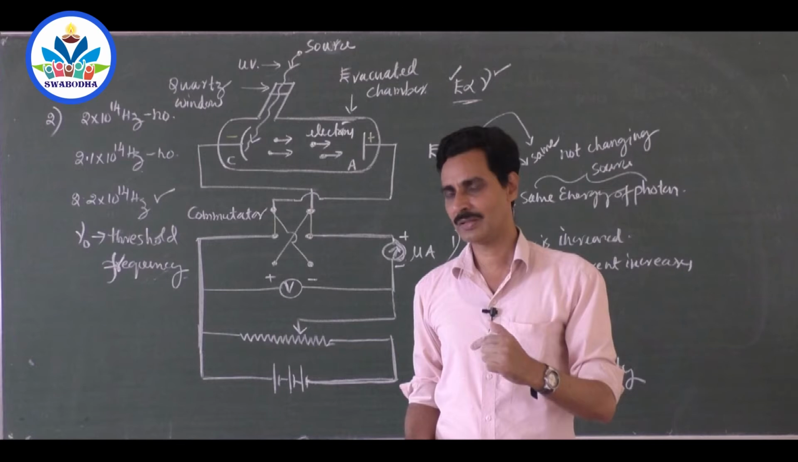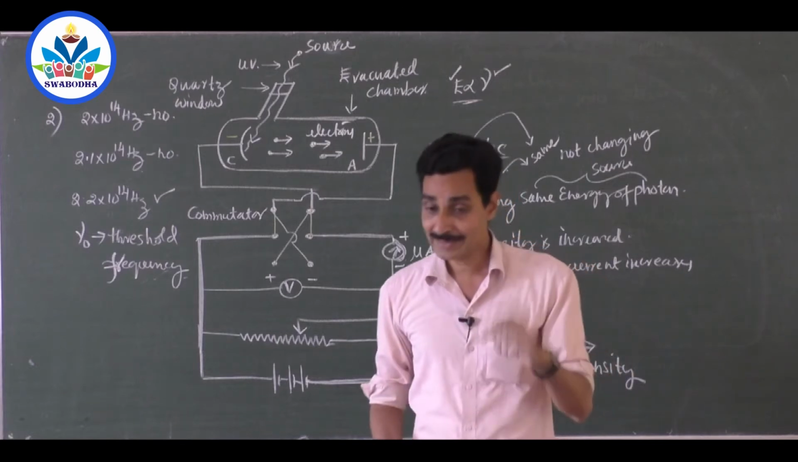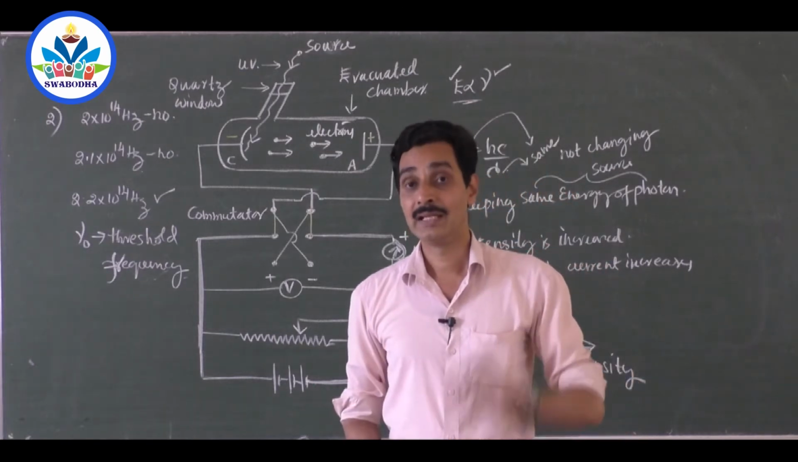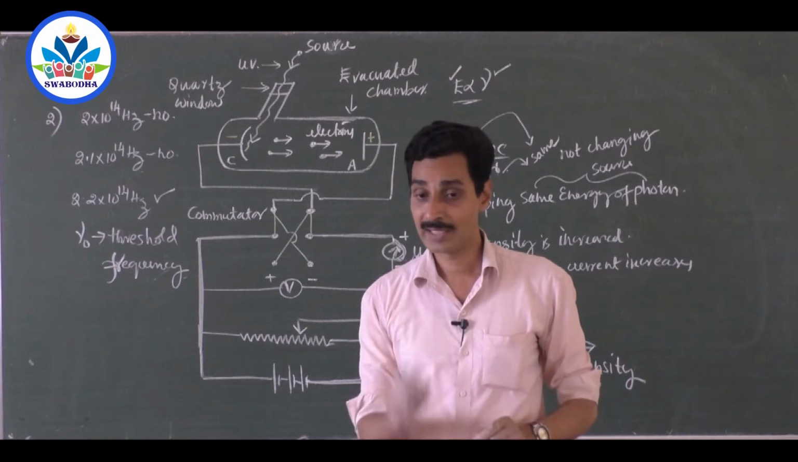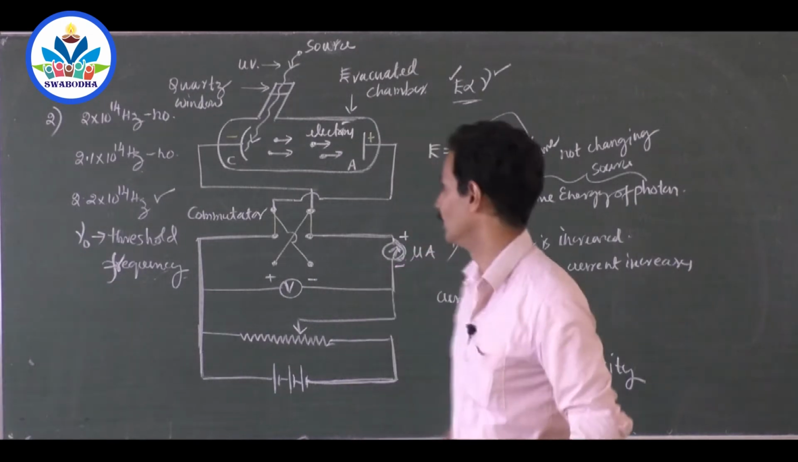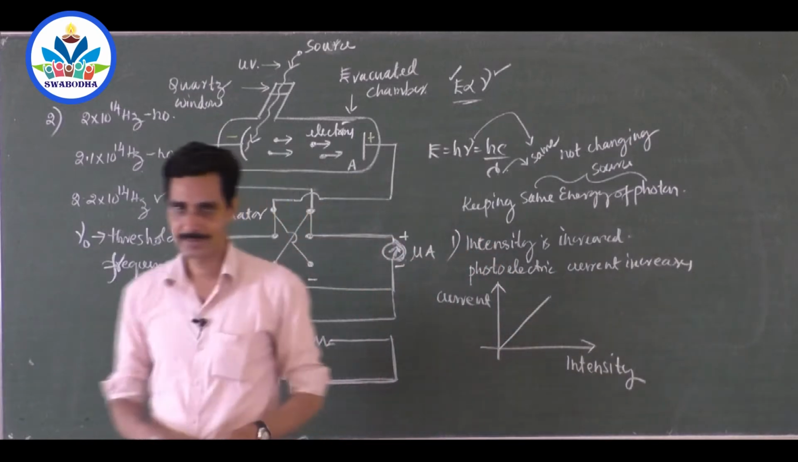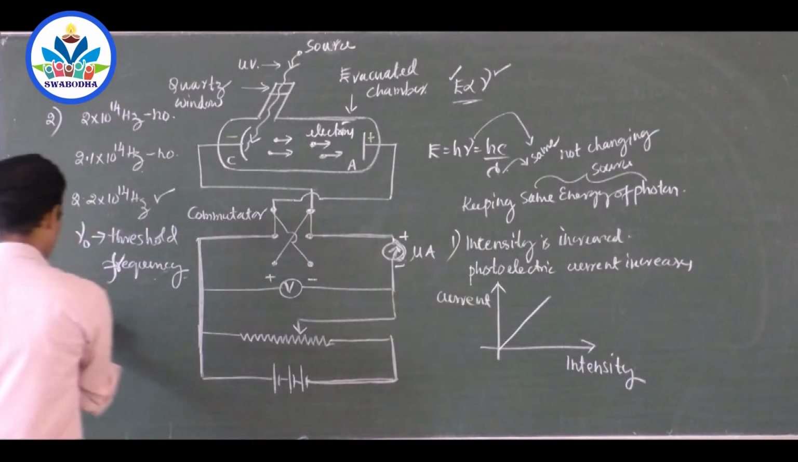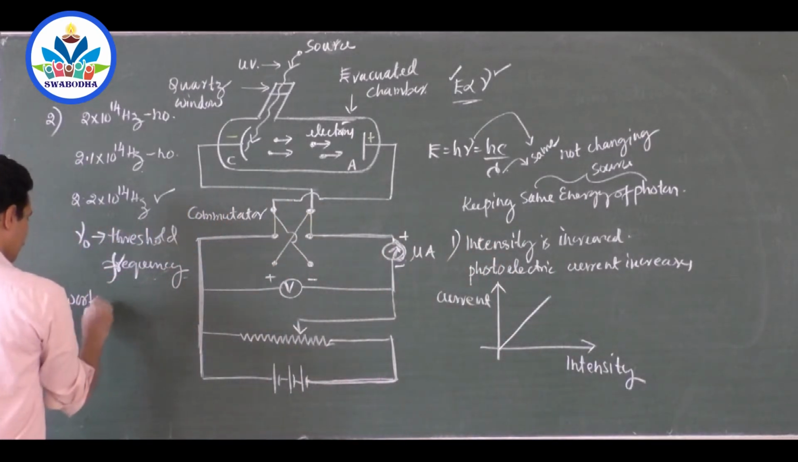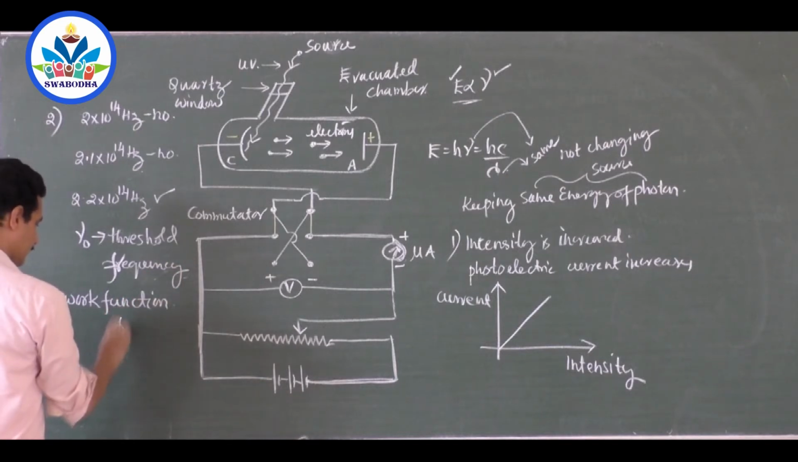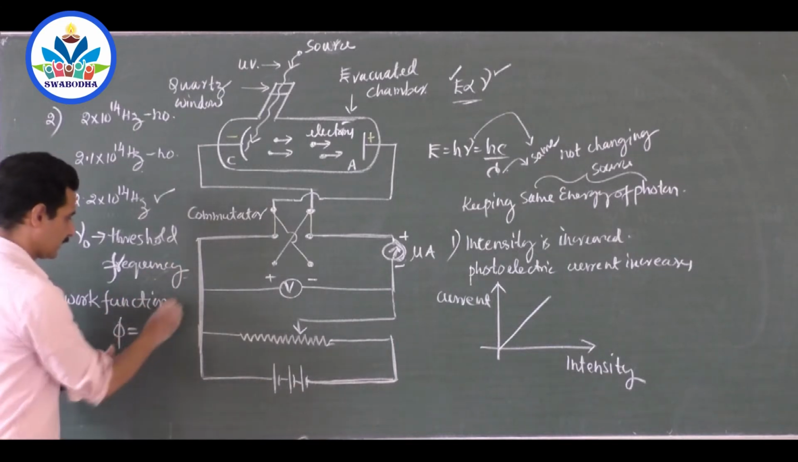And that frequency is called threshold frequency. Now, does threshold frequency give any idea? Yes. It gives the idea that there is a minimum energy required to remove the electrons. And what do you call that minimum energy? As work function. Remember, work function is the minimum energy required to remove the electrons from the surface of a metal, and the symbol for work function is phi.